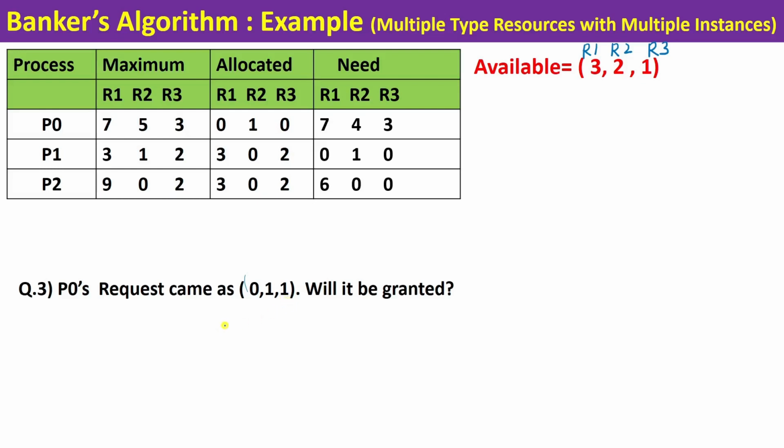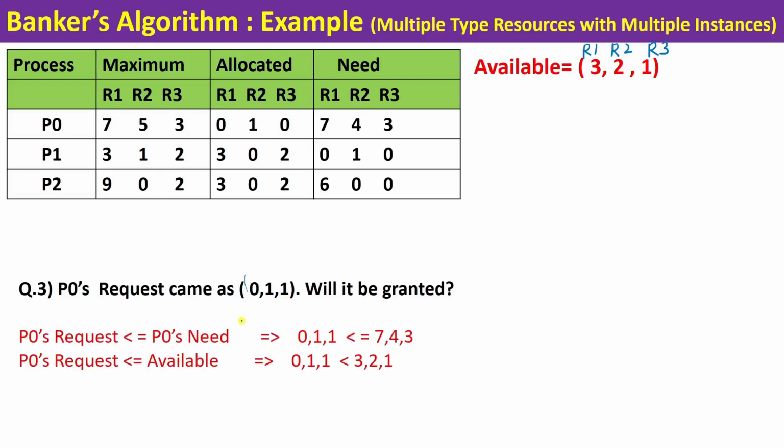First we have to check two conditions: P0 request should be less than or equal to need, and P0 request should be less than or equal to the available number of resources. If both these conditions are true, then only we will proceed further. Here you can see the P0 request is 011, and the need of P0 is 743. We should ask for a lesser number of resources than our need. Our future need is that P0 can ask for 7 resources of R1, 4 of R2, and 3 of R3. But currently we can see P0 is asking for 011.